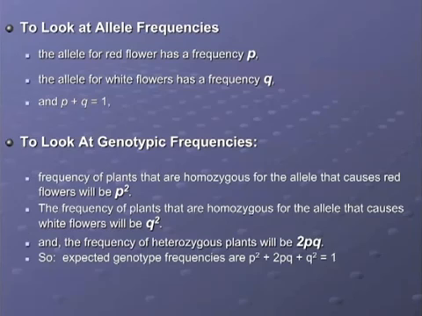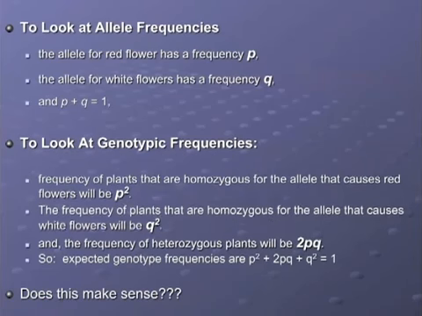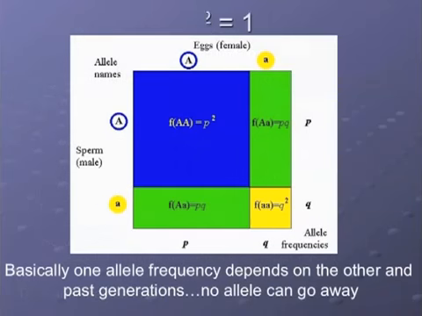Homozygous for red, you have to have two red alleles, so therefore p times p is p squared, q times q is q squared, and then the frequency for the heterozygous plant would be 2pq, because heterozygous would have one p and one q, and there's two of them because, if you remember back to genetics, you had a 1 to 2 to 1 ratio. And so the expected genotypic frequencies for the next generation would be p squared plus 2pq plus q squared equals 1. So if you look at the actual Punnett square, you'll see here's our idea.